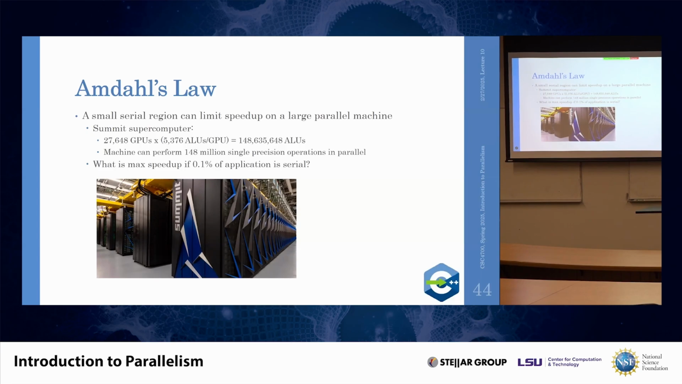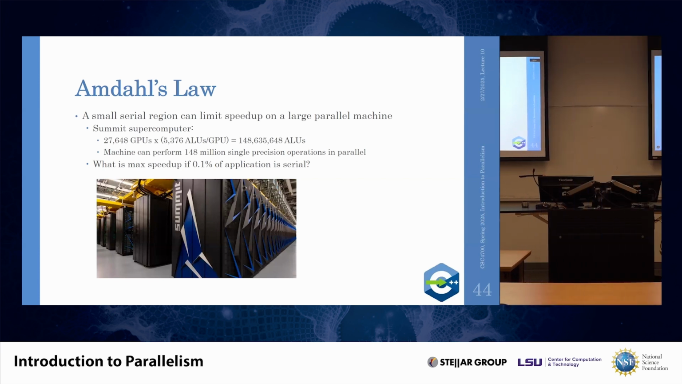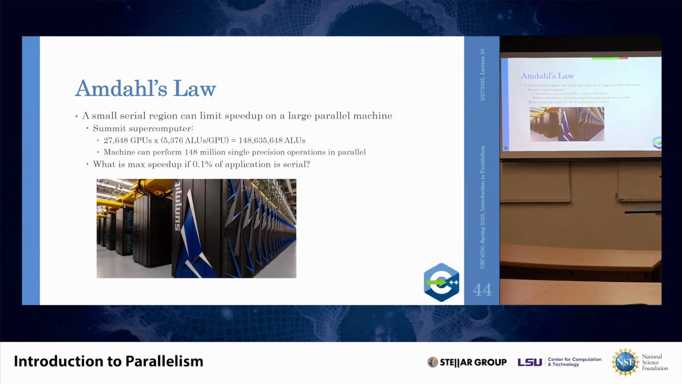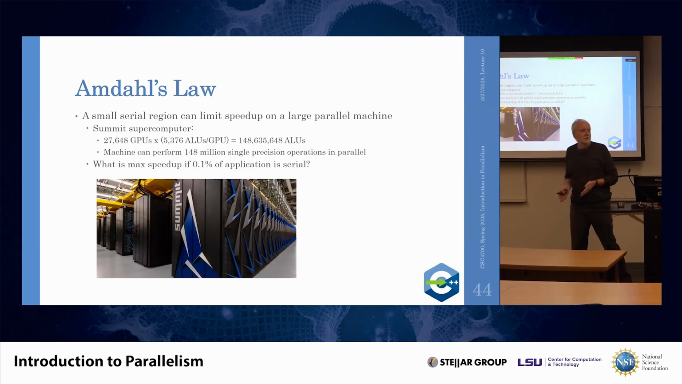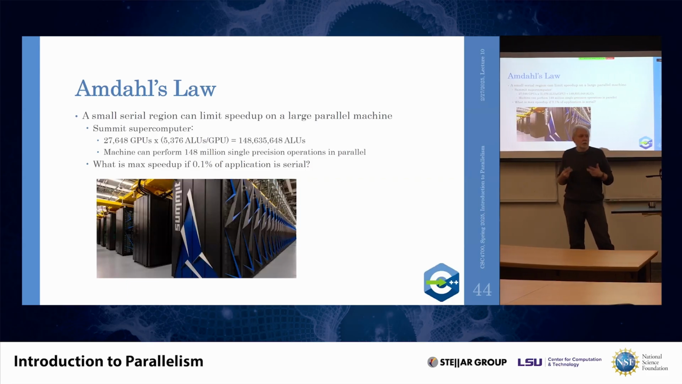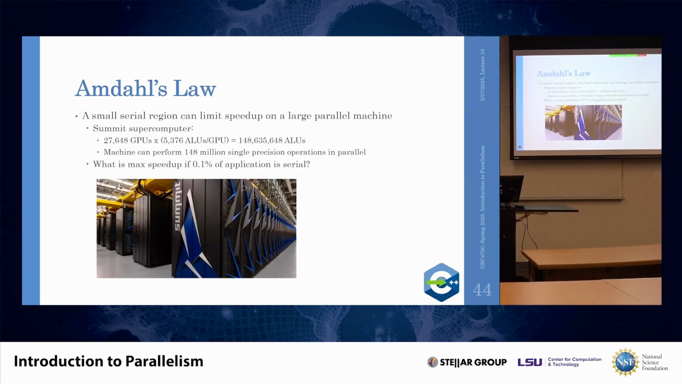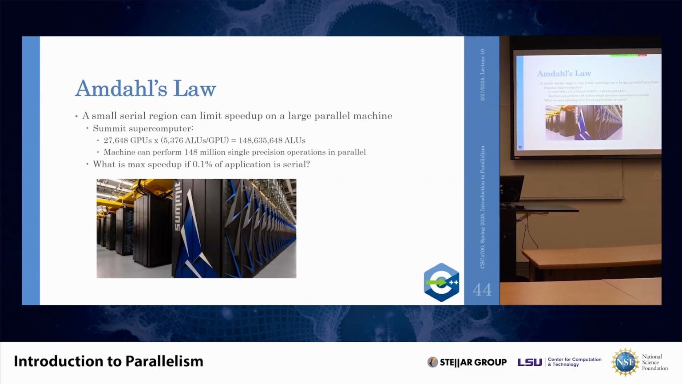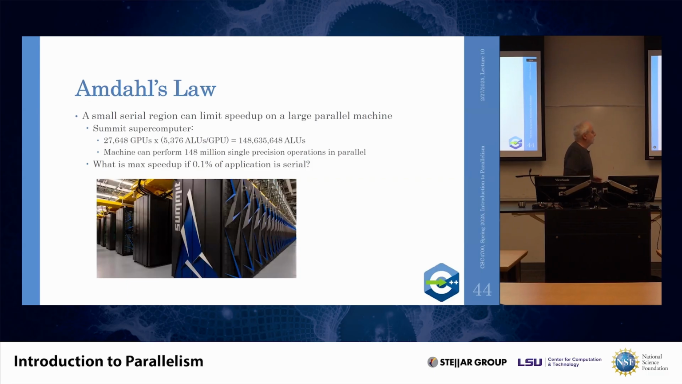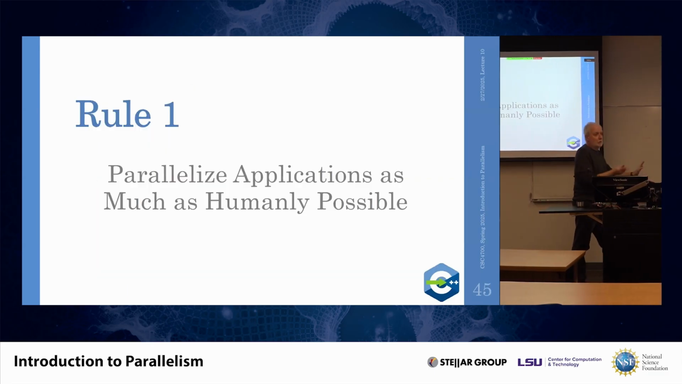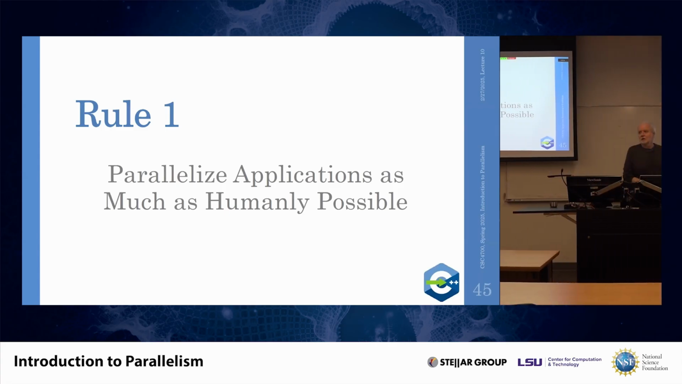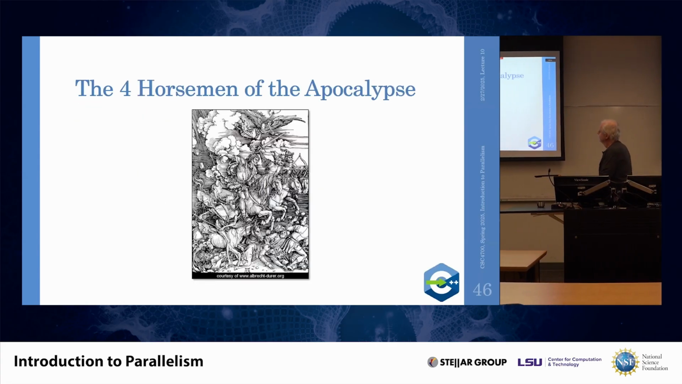Well, it's 100. It's easy, right? So you can get not more than, well, no, 0.1, it's 1,000. So even if you have 100 million floating point units, you can't speed up your application by more than a factor of 1,000. And that is under the circumstances that you invested a large amount of time to get 99.9% parallelization in your application, just to illustrate the problem we have. Okay, so rule number 1 for you to take away: parallelize applications as much as humanly possible if you really want to achieve performance.